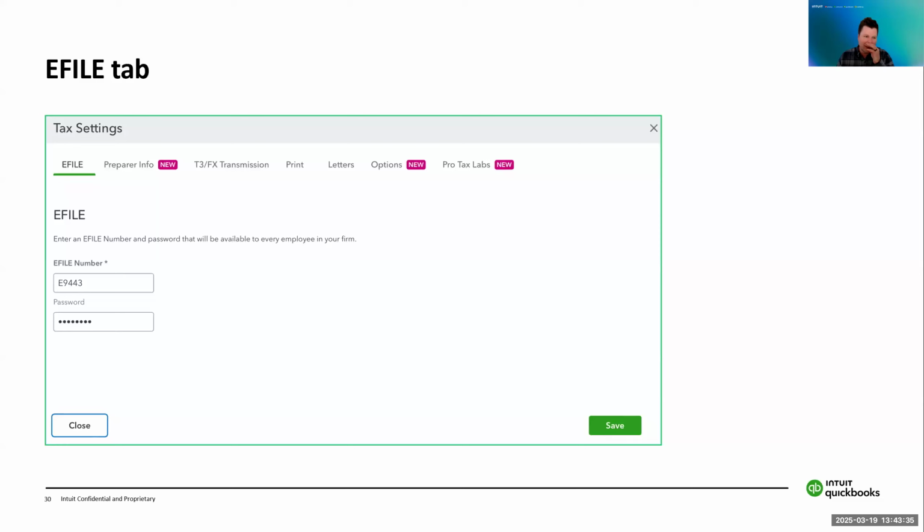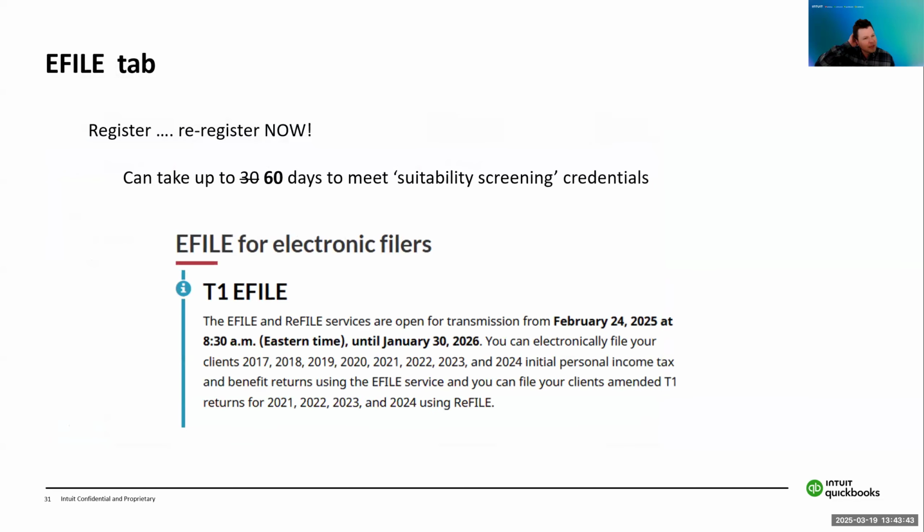That is where you enter your e-file number and the password once you receive it from the CRA. Just some information. Becoming an e-filer can take up to 60 days to meet the suitability screening credentials for it. So apply now if you haven't already applied, because it does take a while to become certified as an e-filer.